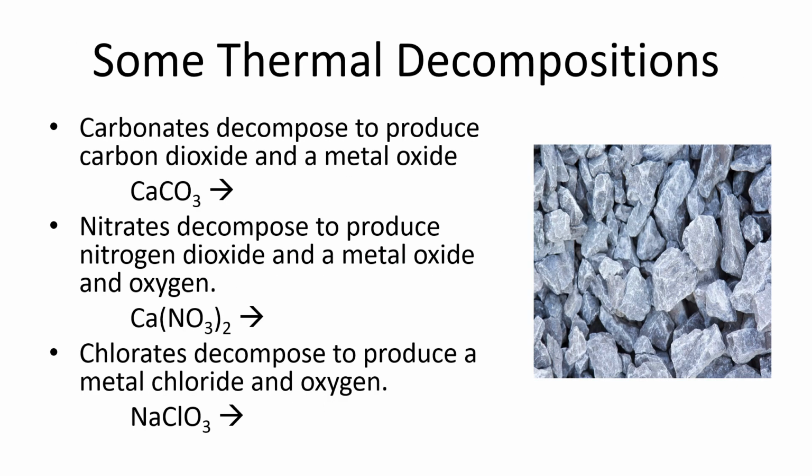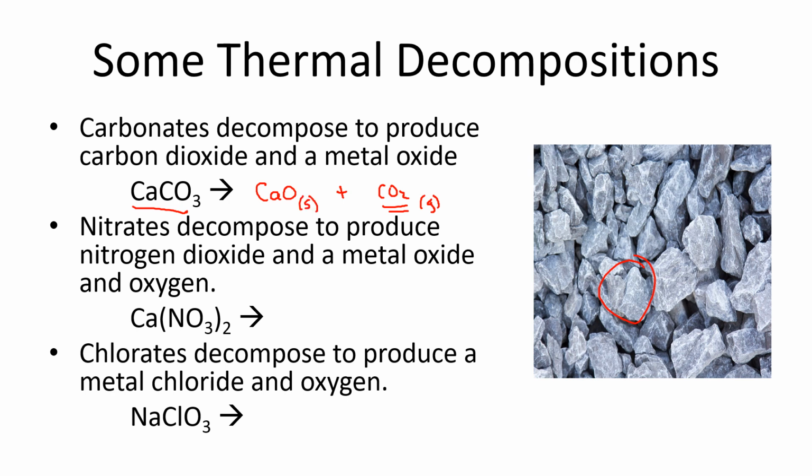A few others to note that are fairly common. Carbonates, like the ones found in limestone, are often heated up in order to make the raw materials for things like concrete. So if you take some calcium carbonate, which is in limestone, and you heat it up, you'll end up with that calcium oxide again, and you'll drive off some carbon dioxide. This is why the concrete industry is a big producer of greenhouse gases, because they make so much of this carbon dioxide by heating up limestone.